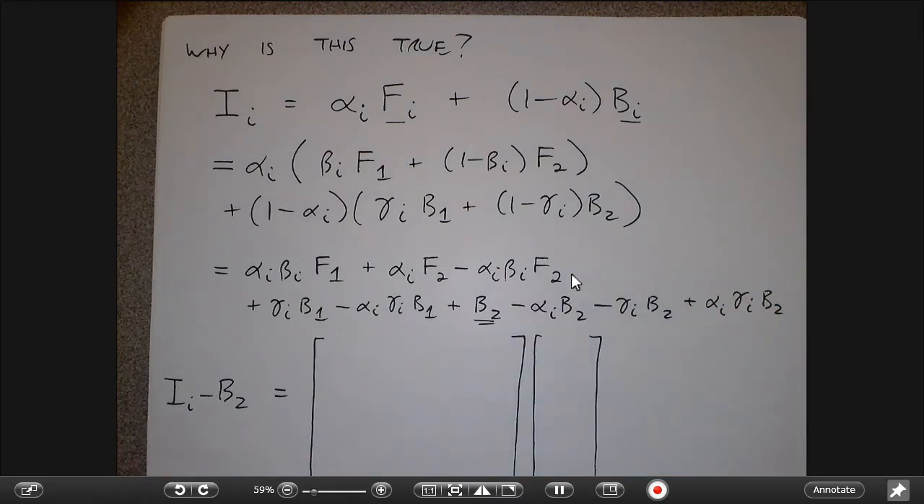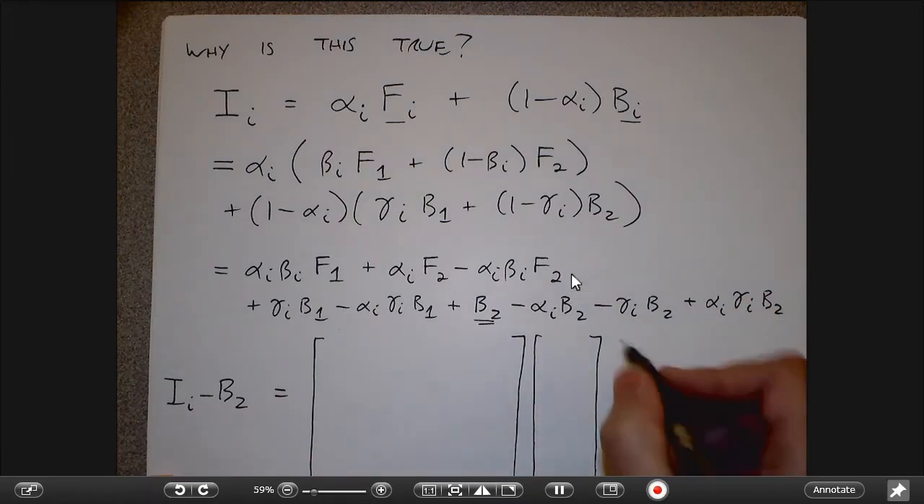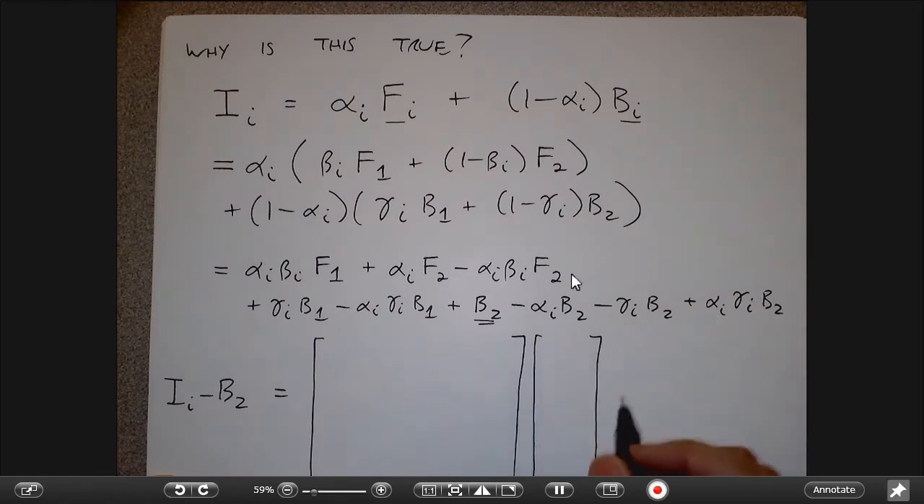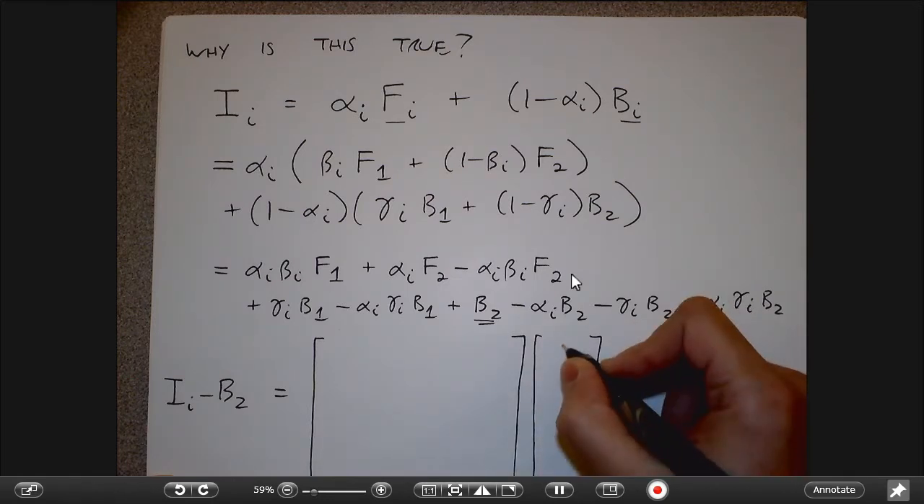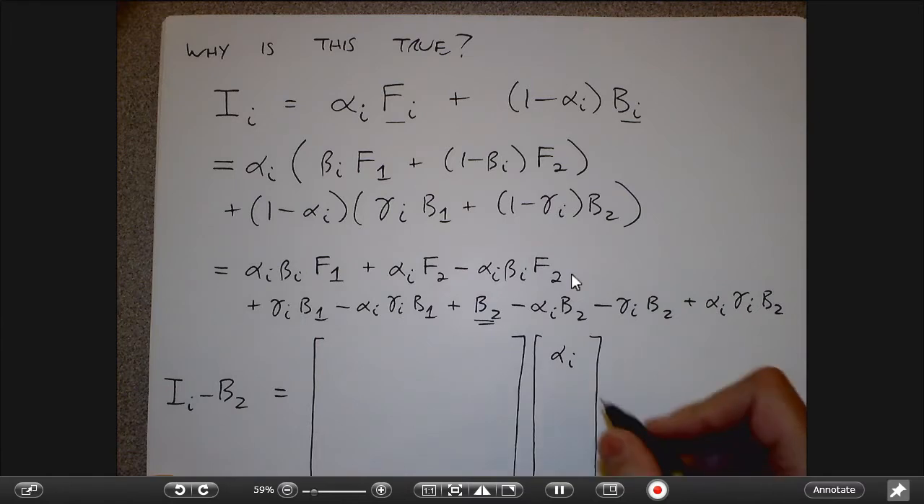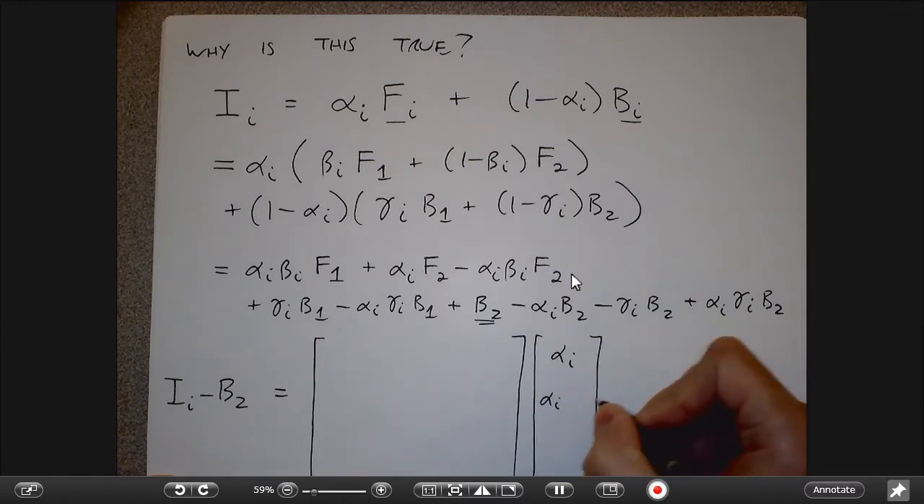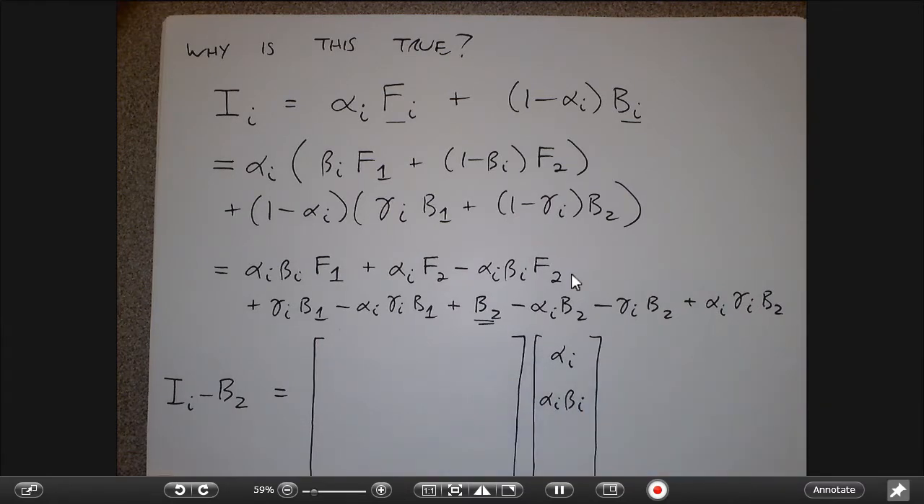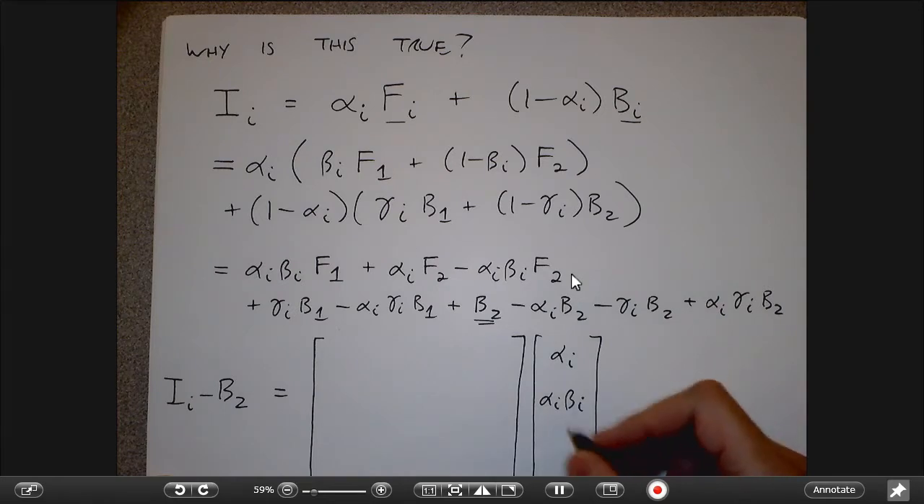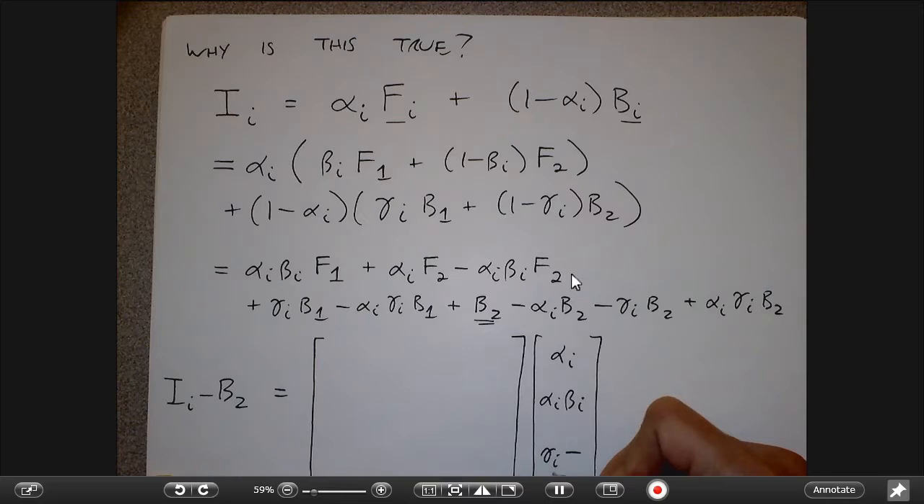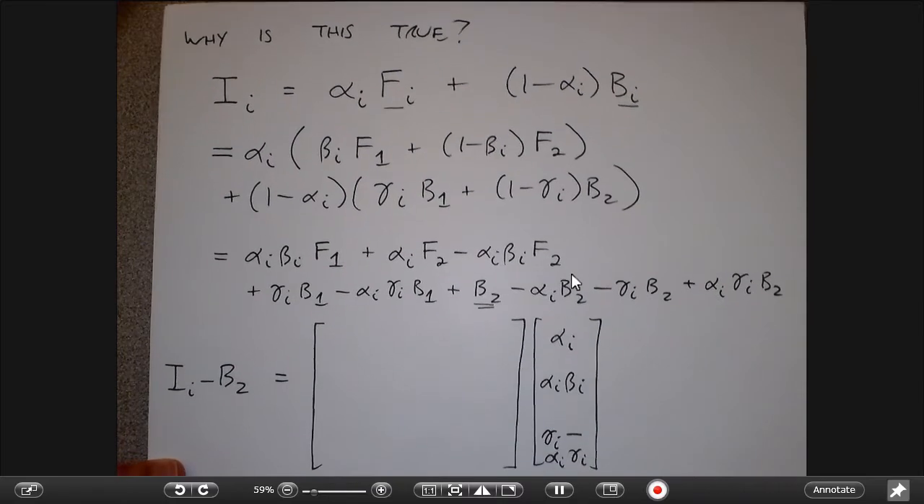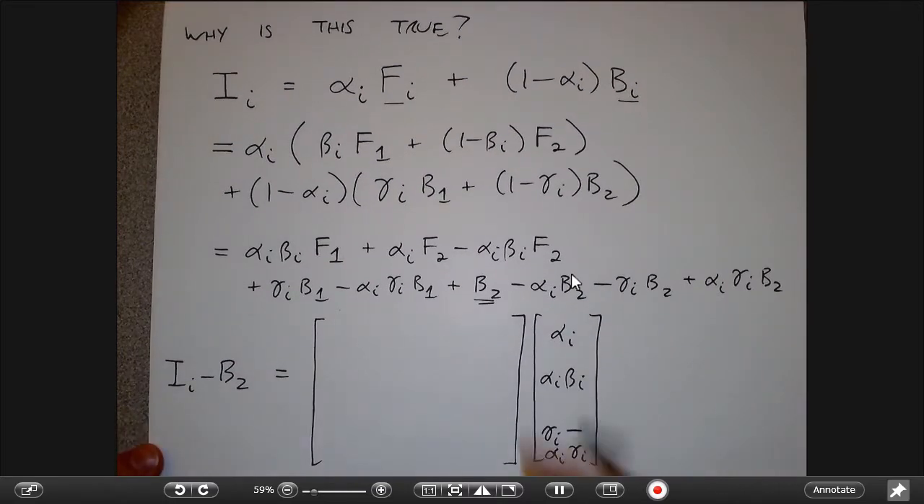The things I'm going to choose here: you can see that in some places I have alpha I by itself, I'm going to put that over here. In some places I have an alpha I, beta I. And in some places I have gamma I minus alpha I, gamma I. So again, this is one of these magic things where you have to see the trick. Let me show you that I can write things in this form.